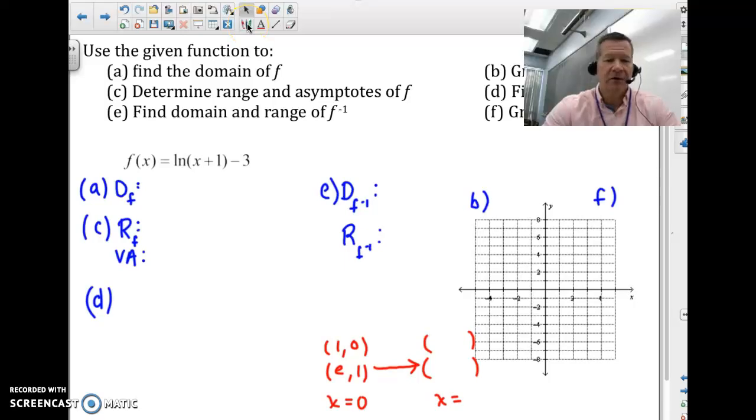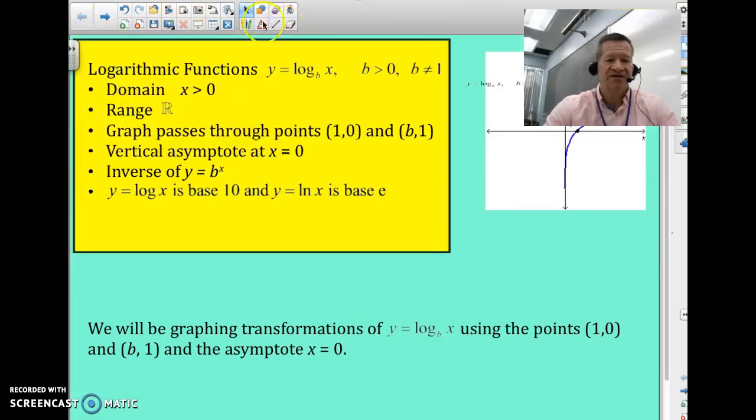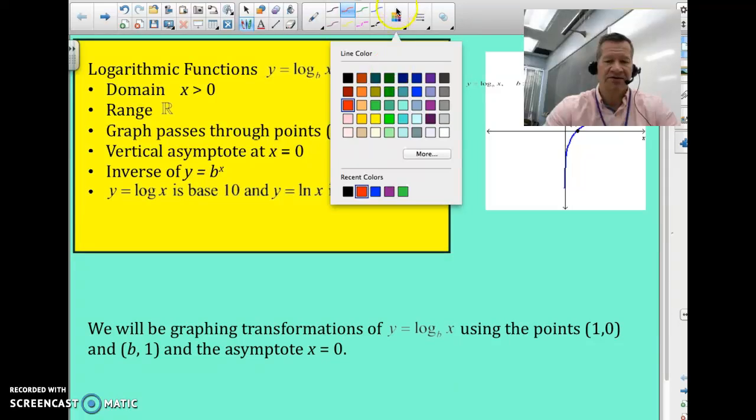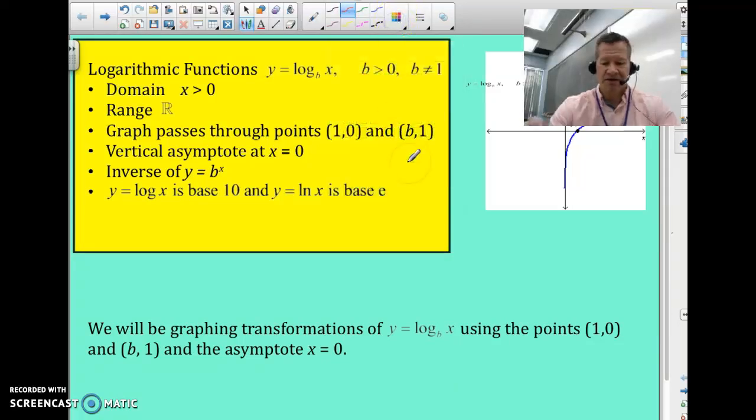Section 5.4, we are now going to graph logarithmic functions. Let's start with this page right here. And this will explain just what the parent function looks like and all those kinds of good things. So a logarithmic function is an inverse of an exponential function.